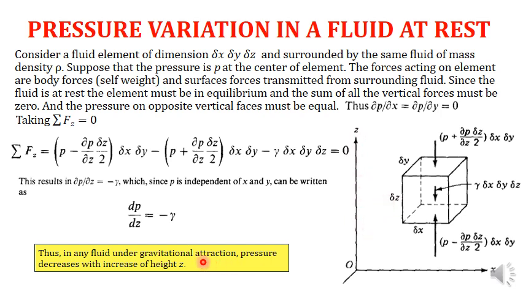So in this way we can conclude this relationship for the case in which the fluid element is surrounded by fluid with the same density. In this particular case, you have the equation dp/dz equal to minus gamma, in which your pressure decreases with the increase in the height z in the vertical direction.